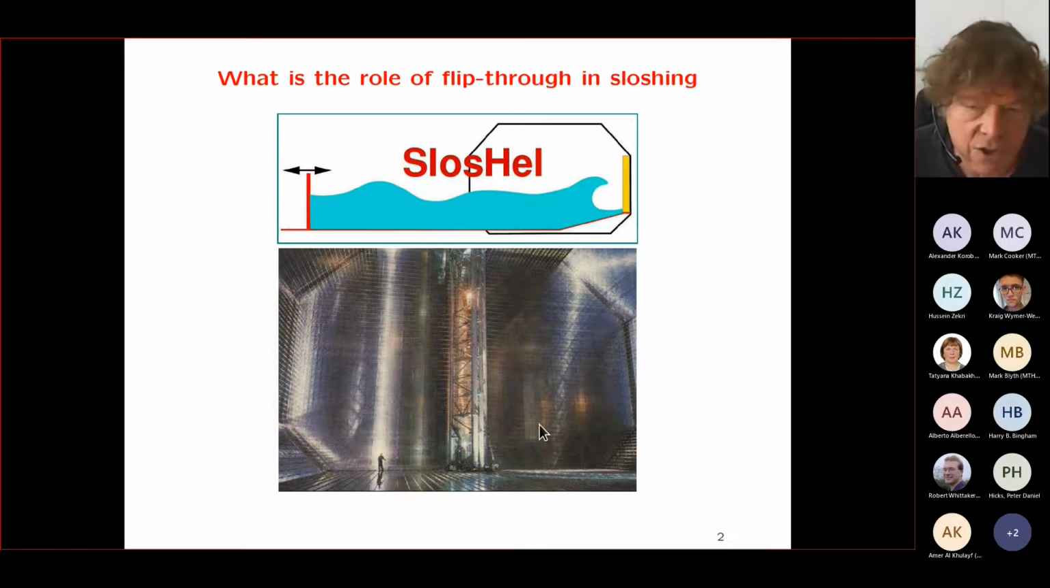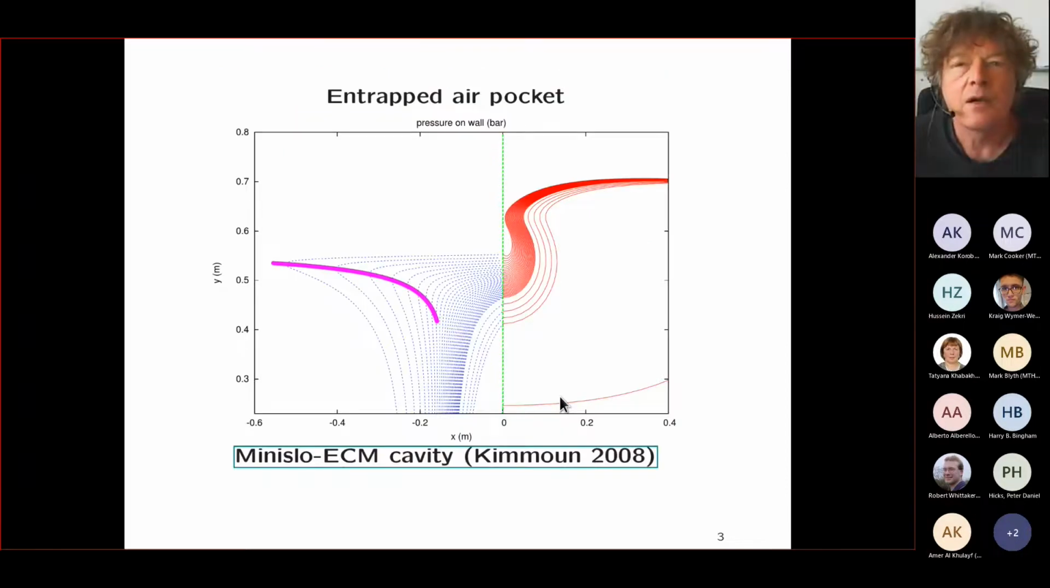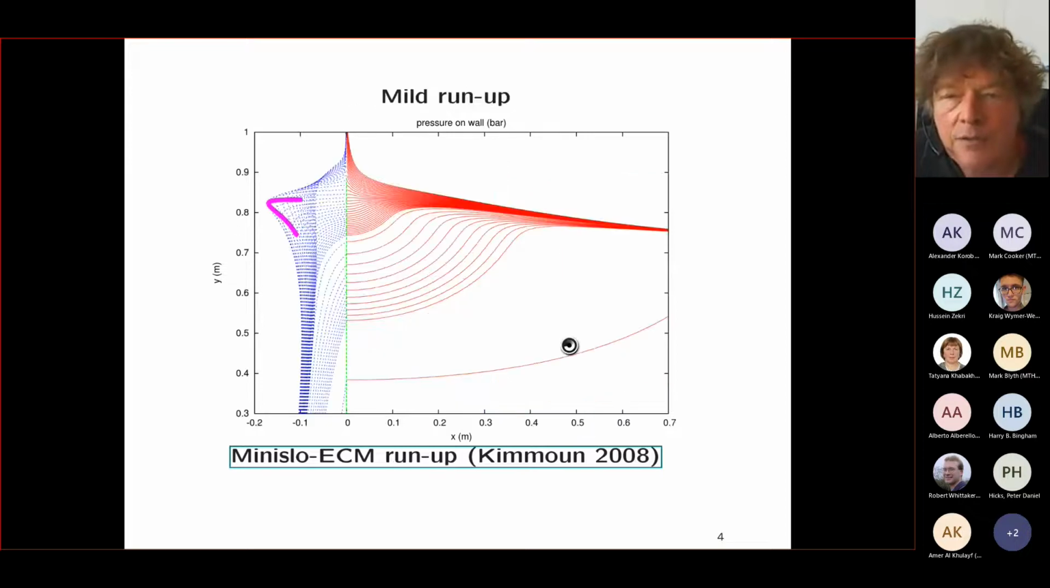When there is a low filling ratio, you may have big waves hitting the walls of the tank, and the flip-through is actually the transition between two configurations, one of which is the air pocket as illustrated here. Here is the distribution of pressure for each free surface profile, and here is a wall, and the transition between this configuration and the mild run-up, which is called slosh also in the terminology of the Slow Shell project.